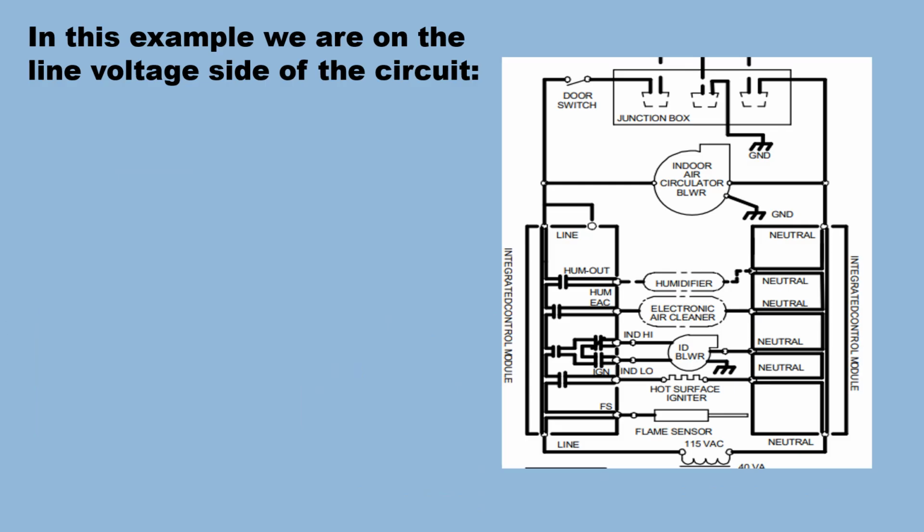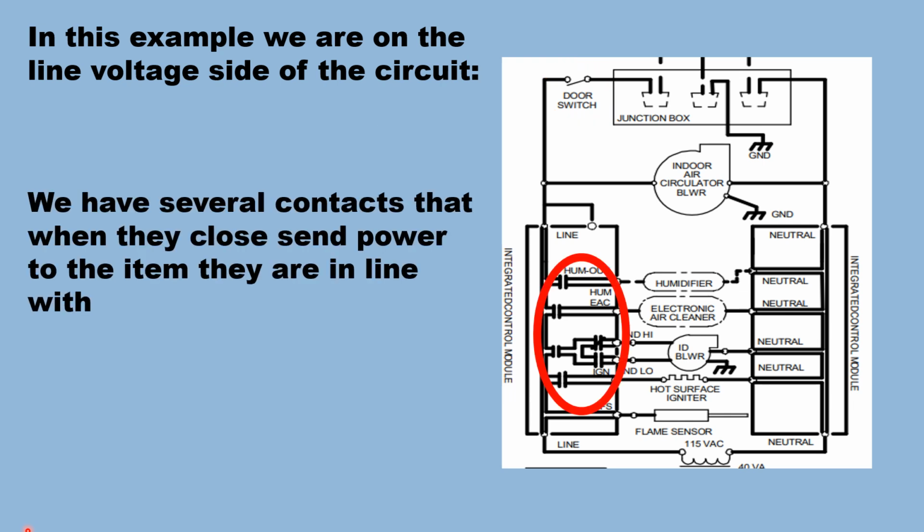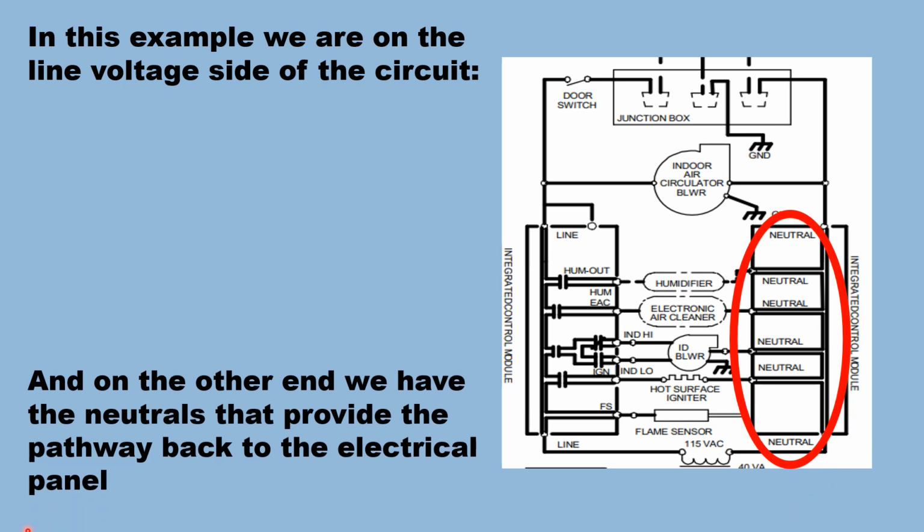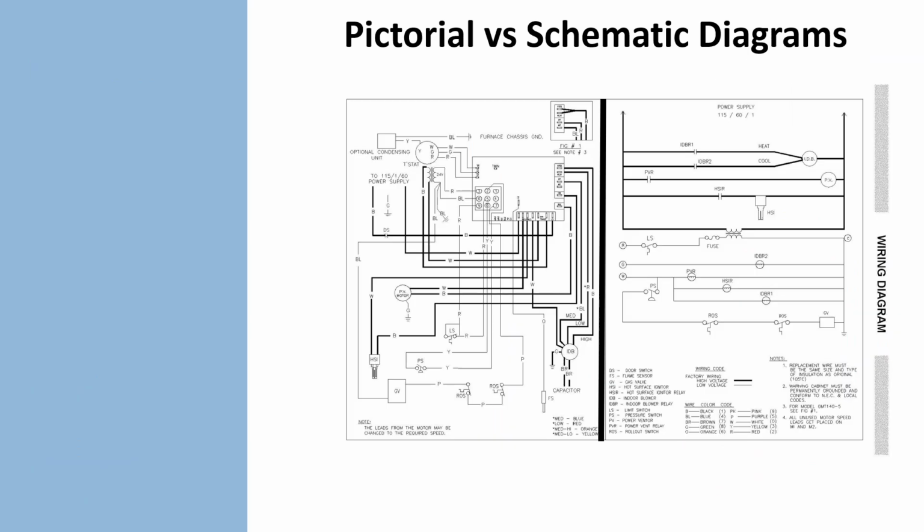In this example, we are on the line voltage side of the circuit. We have the door switch here, and there's our line voltage there. We're on that side of it. We have several contacts that when they close send power to the item they are in line with. And on the other end, we have the neutrals that provide the pathway back to the electrical panel.